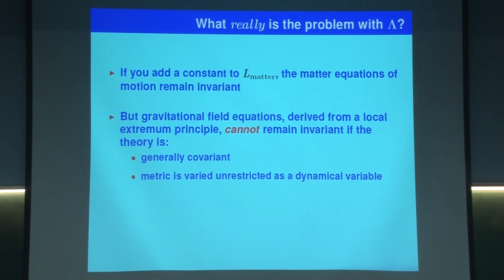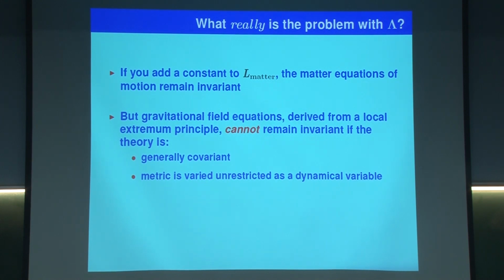In an extremum principle which is local, and the variation of the metric in that extremum principle is what is supposed to give you the field equations. If the theory is generally covariant and the metric is varied in an unrestricted form as a dynamical variable, then you can prove that the equations of motion will not be invariant under a shift of T_ab. So, if you want a quick way of thinking about this, the moment you have this local Lagrangian based variational principle, the volume factor is square root of minus g times d4x.